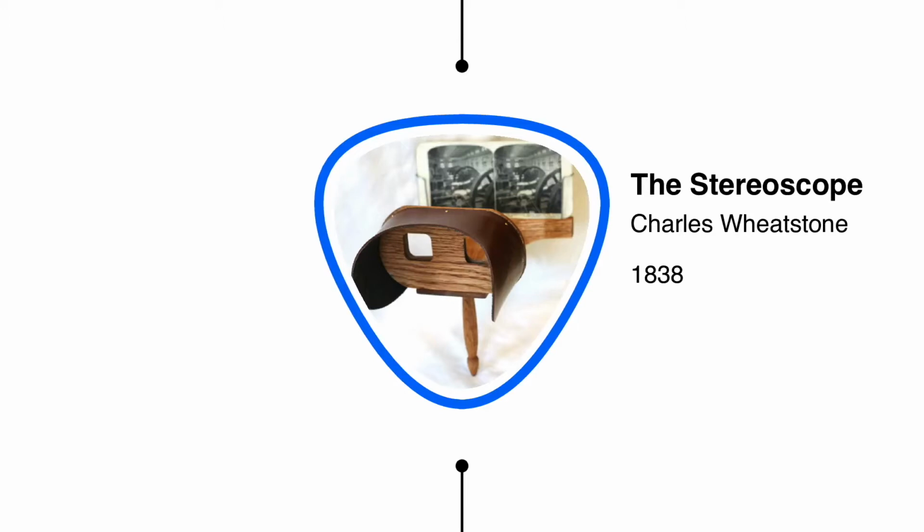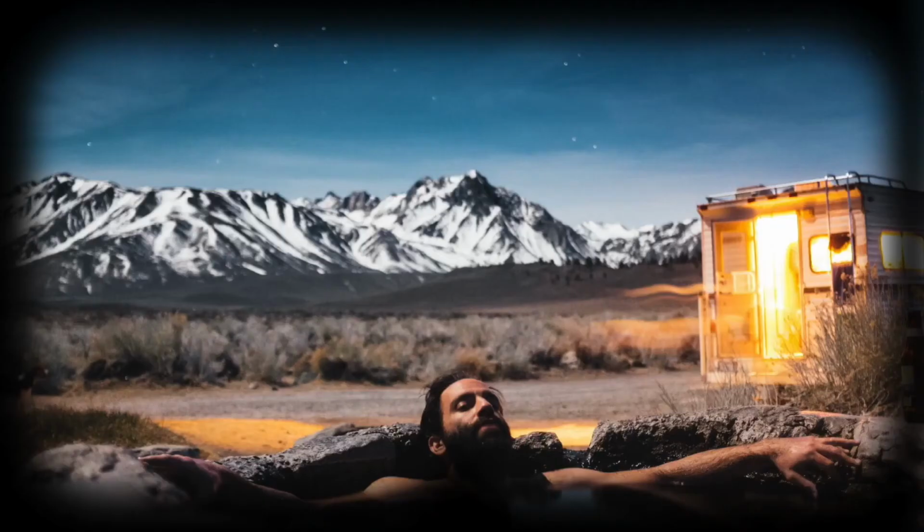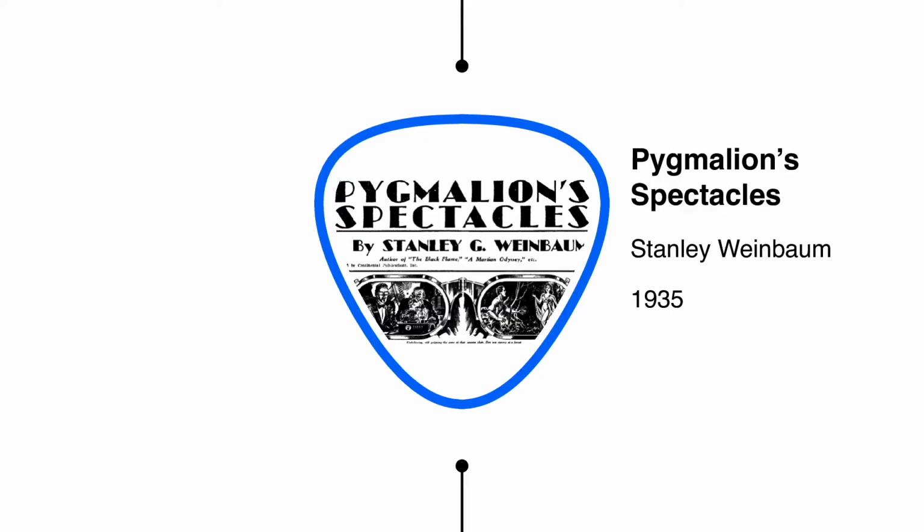In 1838, Charles Wheatstone invented the stereoscope. He found that if you put two slightly different images next to each other, the brain can turn them into a 3D image. This brought up something called virtual tourism. For the first time, people could actually see and experience places they have only dreamed about. In 1935, Stanley Weinbaum released Pygmalion's Spectacles, a story about a pair of goggles that can let a person feel like they are in a fictional world. This is considered the first comprehensive model for virtual reality.